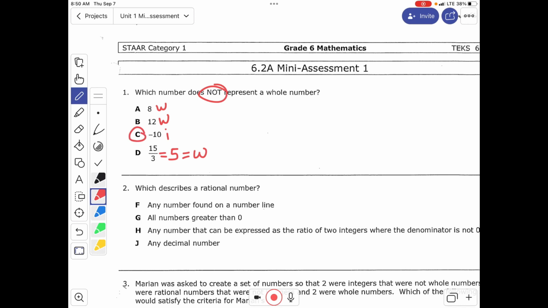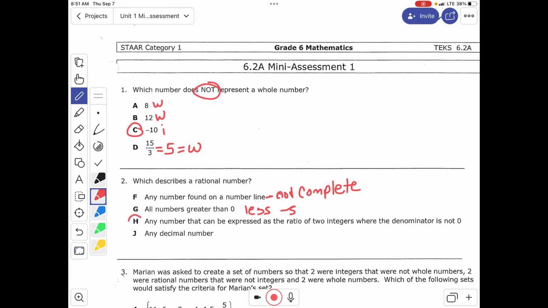Number 2, which describes a rational number. Any number found on a number line. Well, yes, but that's not a complete definition. All numbers greater than 0. It could be a number less than 0, like -5. That would be irrational. Any number that can be expressed as the ratio of two integers where the denominator is not 0.